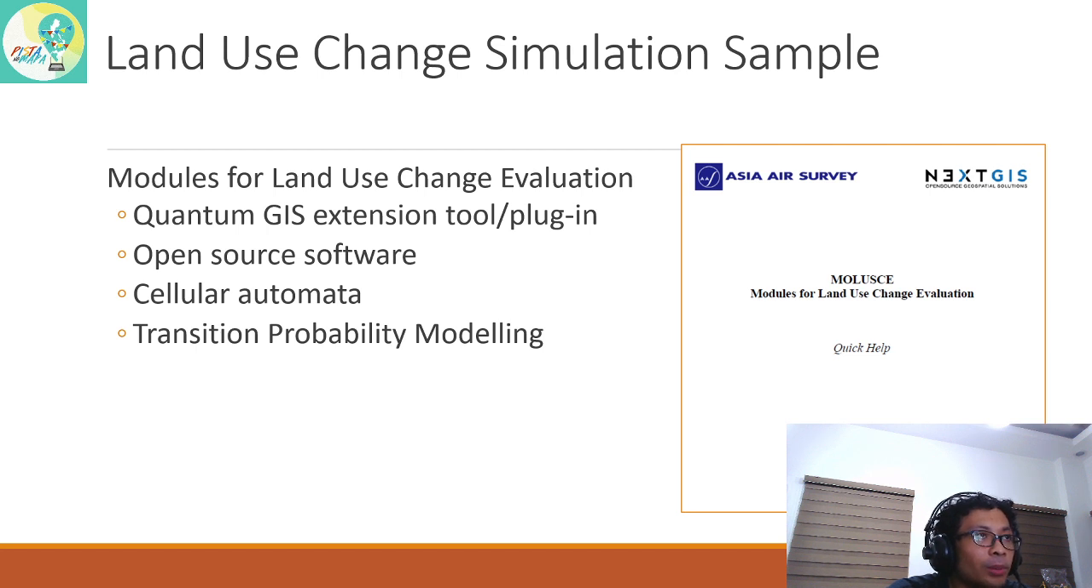It's part of Quantum GIS, so it's easily accessible, and it also has some features like it uses cellular automata for simulation, which is allocating the future land uses on a raster basis, and it also uses transition probability modeling, which I will explain in the next slides.